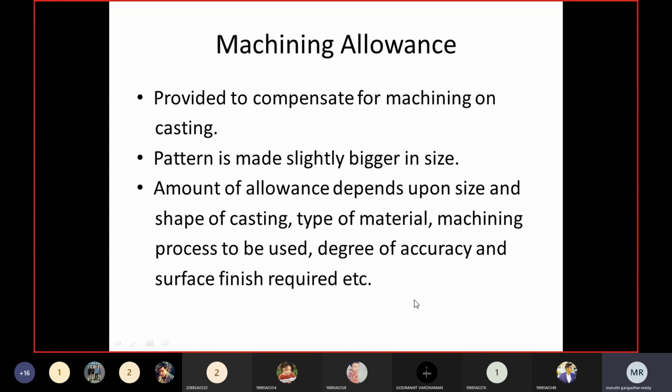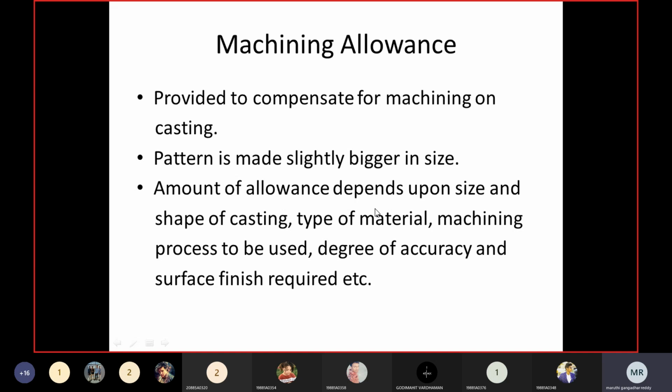And why is the pattern made slightly bigger in size? Because the casting sometimes requires further machining. In order to get the dimensional accuracy and the surface finish, the casting has to undergo a machining operation. That's why we are providing some extra amount of material here. That's why, in the case of the machining allowance also, the pattern is made slightly bigger in size.